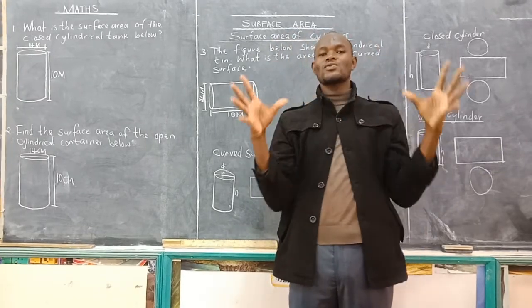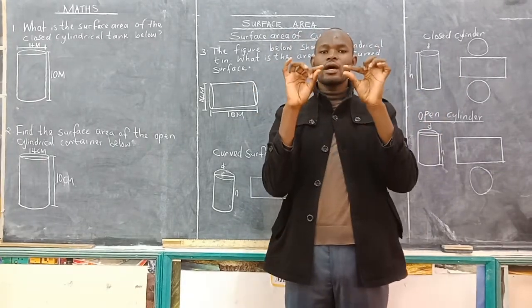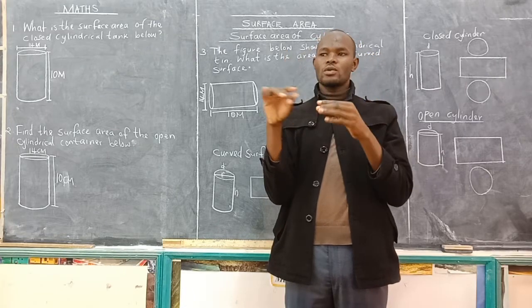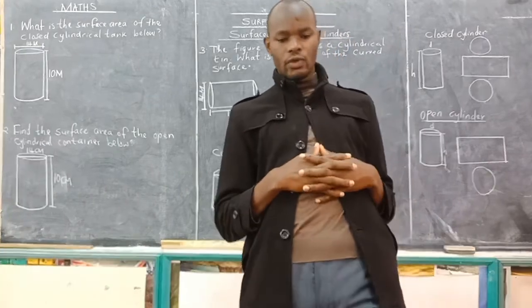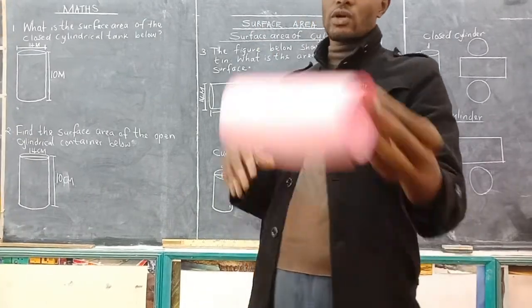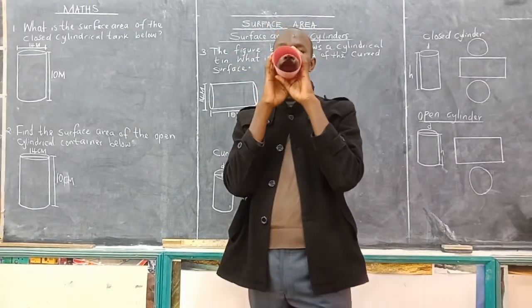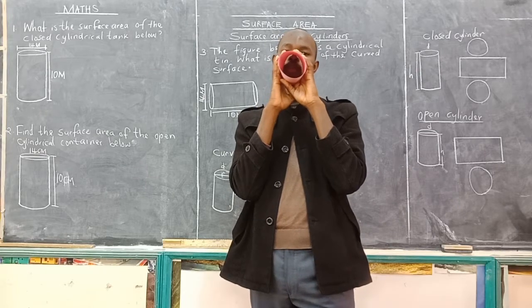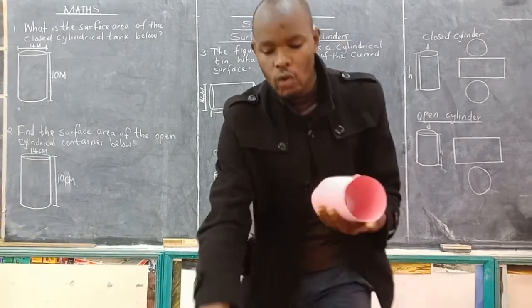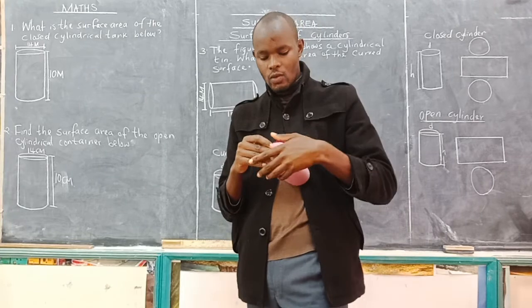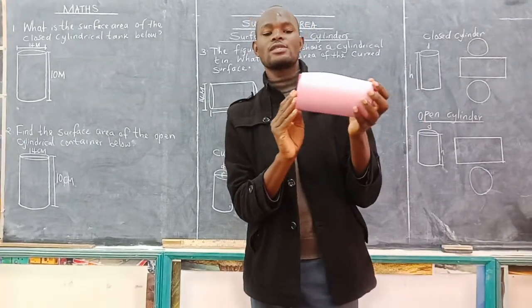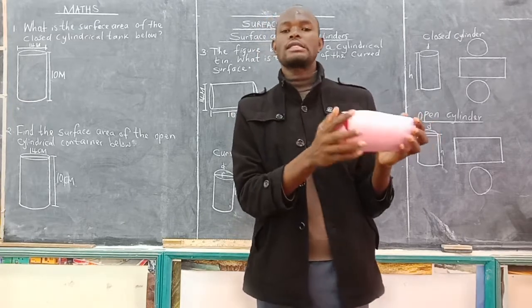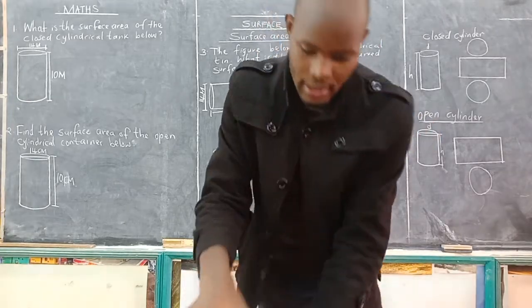You know so many examples of cylinders. Even the water tanks we use at home, cooking fat tins. You find we have different examples of cylinders. We also have this one. This one is open. If you close here with that circle, then close the other end with this circle, this becomes a closed cylinder.